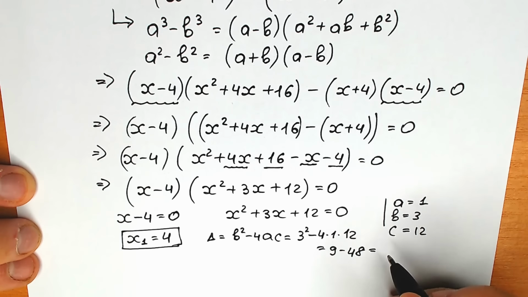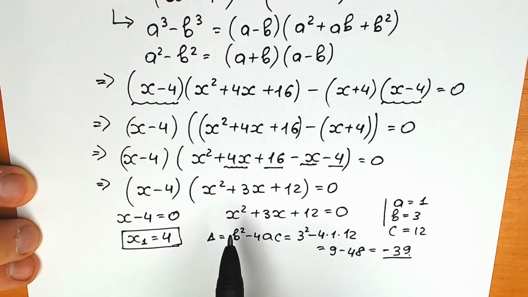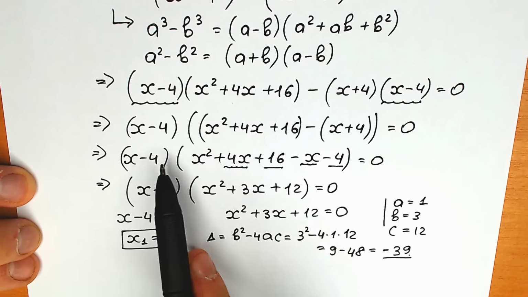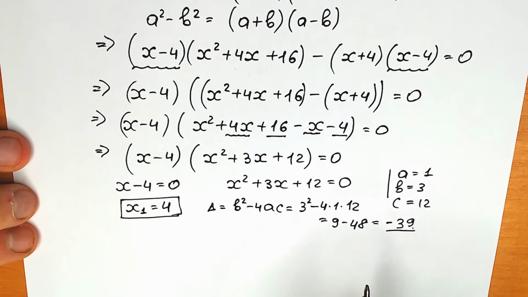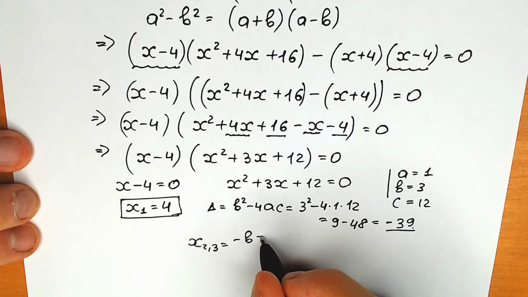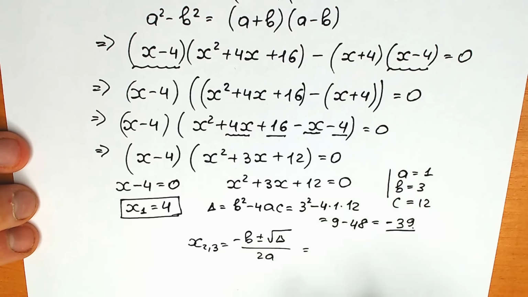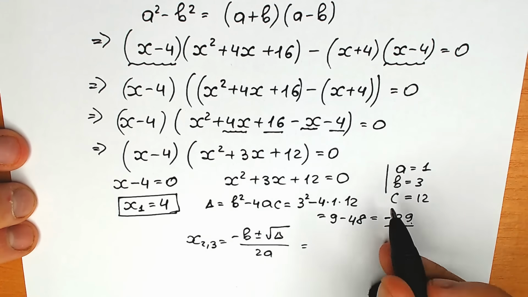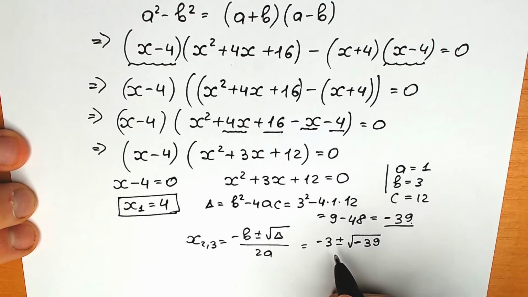equal to minus 39. This is our discriminant, and it means that at this second part of this parenthesis expression, we're going to have two complex roots. So let's plug in each of these elements into this spot. When we're talking about our roots, x second and third is equal to minus b plus minus square root of discriminant, all over 2a. Minus b, so minus 3, plus minus square root of discriminant, square root of minus 39, and we're going to divide it by 2a, 2 times 1.